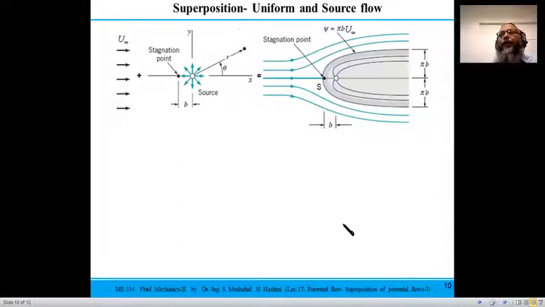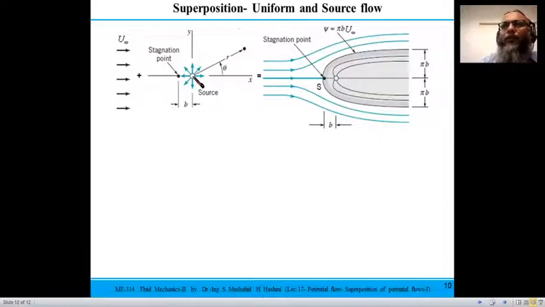Okay, the next thing is, actually we have already seen qualitatively, when you combine a source with a uniform flow, the resulting pattern is the flow over a half body. So the same nomenclature I have used.